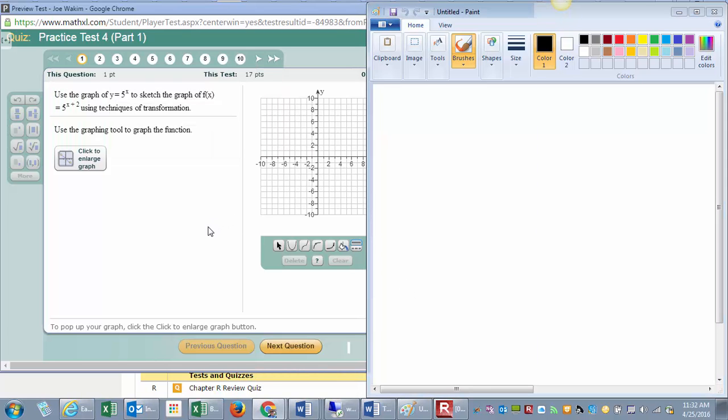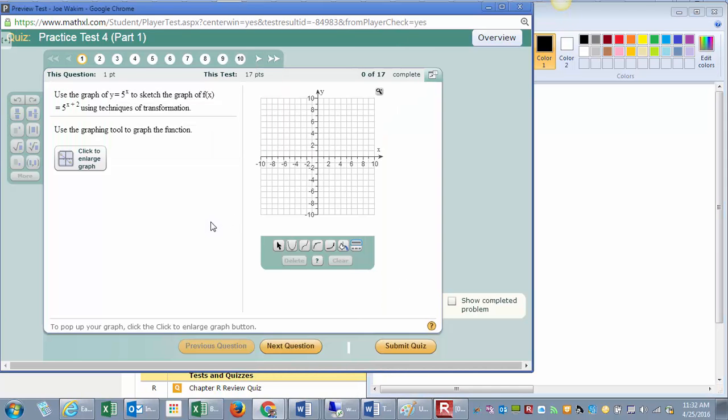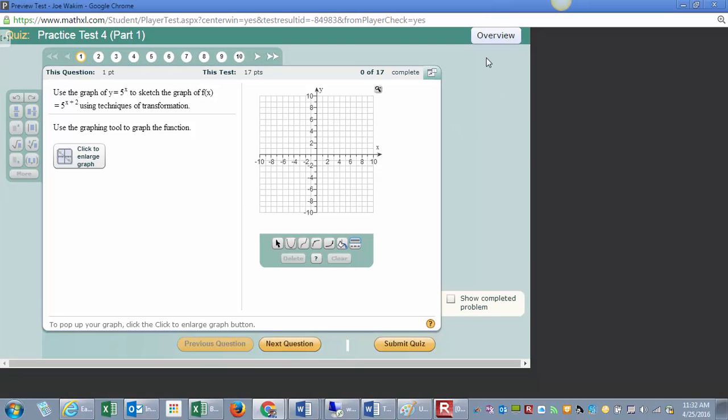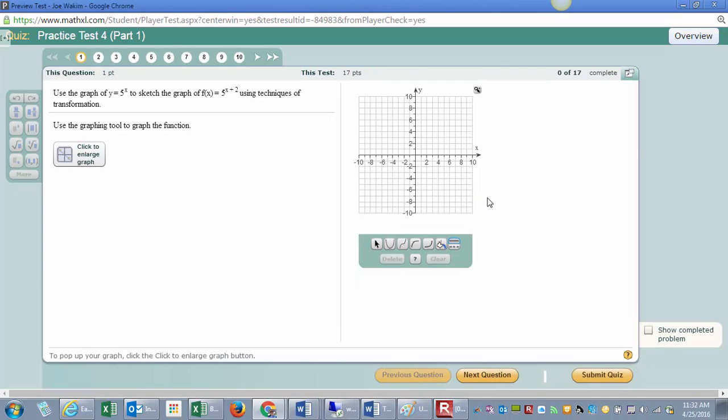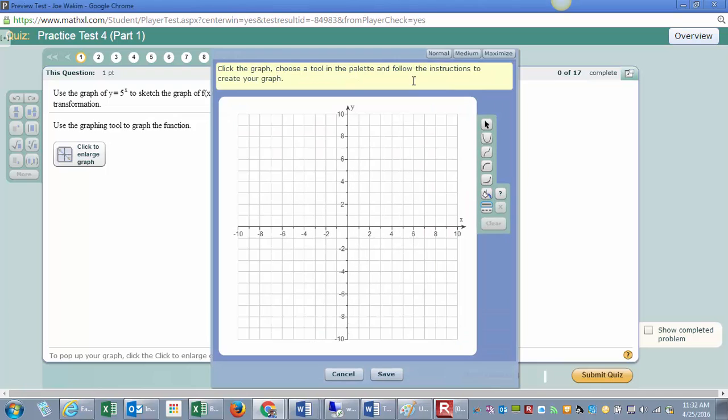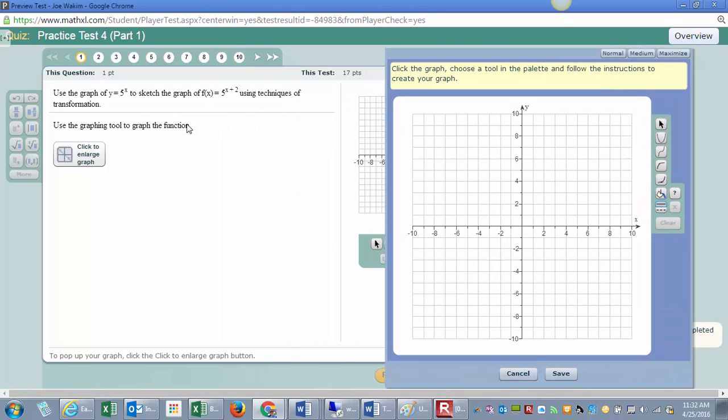Alright, let me go over review test 4, part 1, and hopefully it will help you grasp the material. So if I go to the first question, the question is to use the graph of y equals 5 to the x to sketch the graph of f of x equals 5 to the x plus 2. Use techniques of transformation. So use the graphing tool to graph the function.